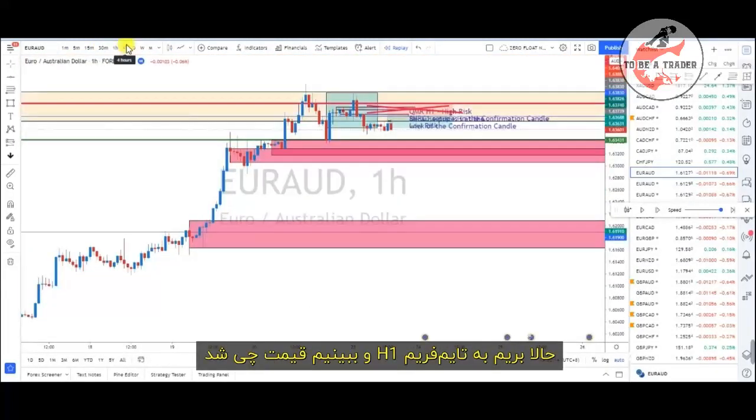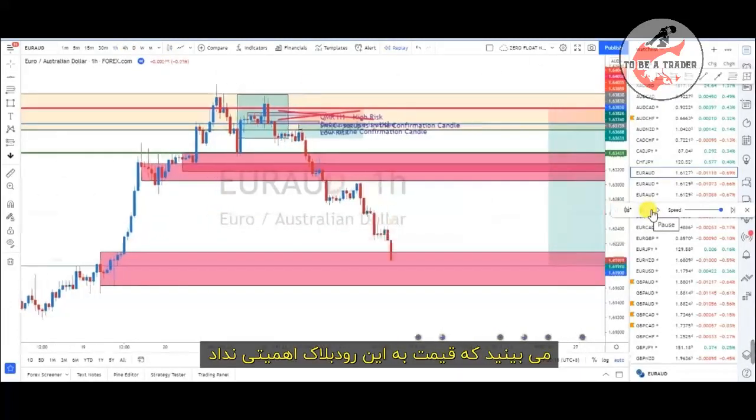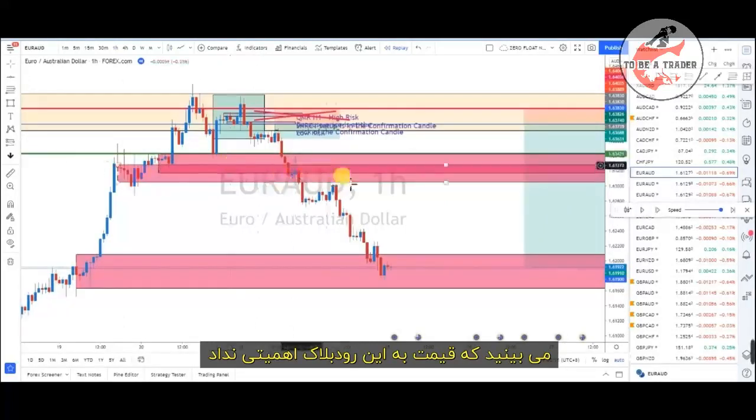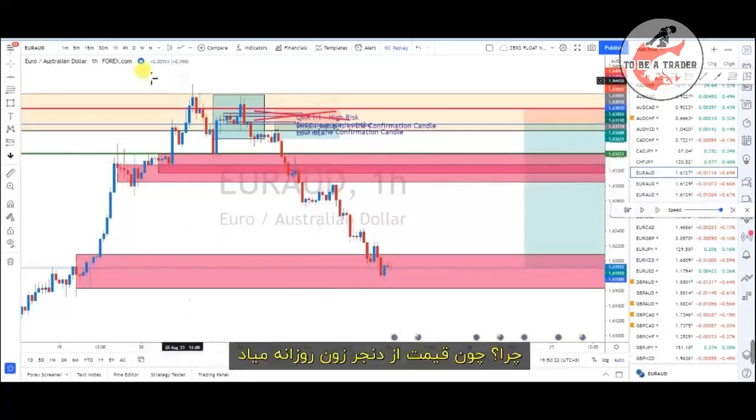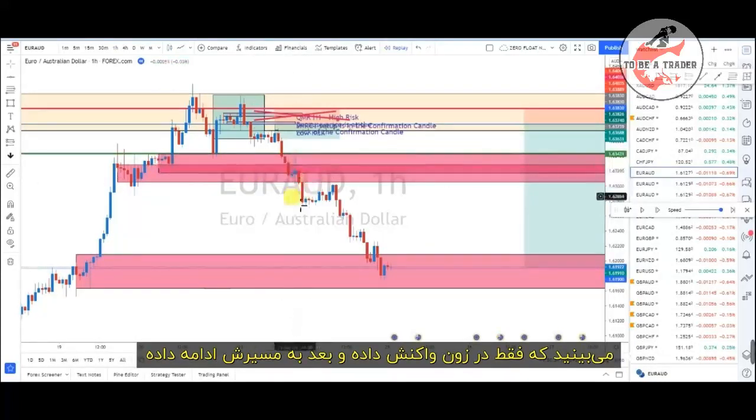So now let's go to the H1 time frame and let's see what happened to the price. See, the price doesn't respect this roadblock. Okay, why? Because price comes from the daily danger zone. H1 roadblock, H4 roadblock, it reacts a little bit, nothing much. You see, it just reacts within the zone and then continues.